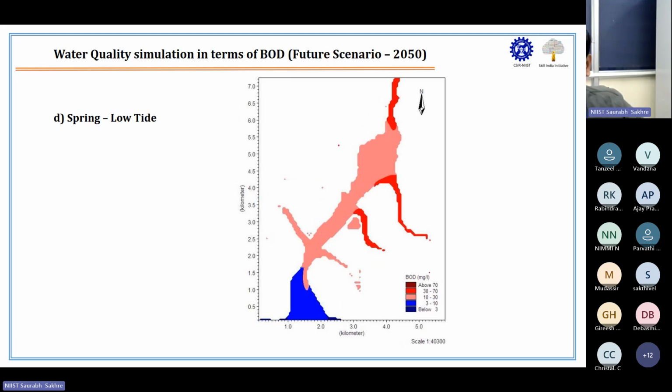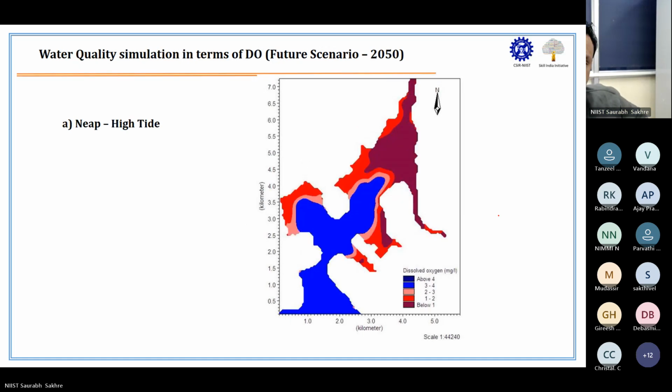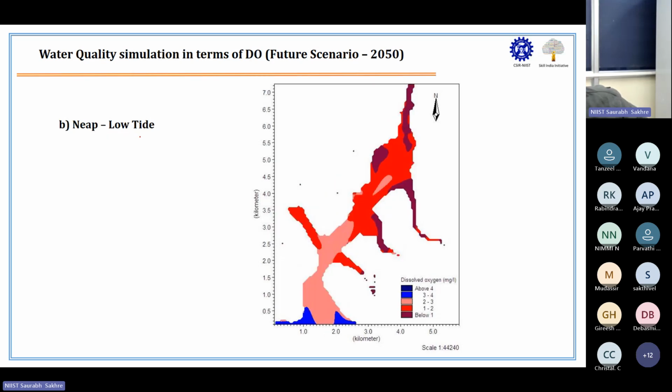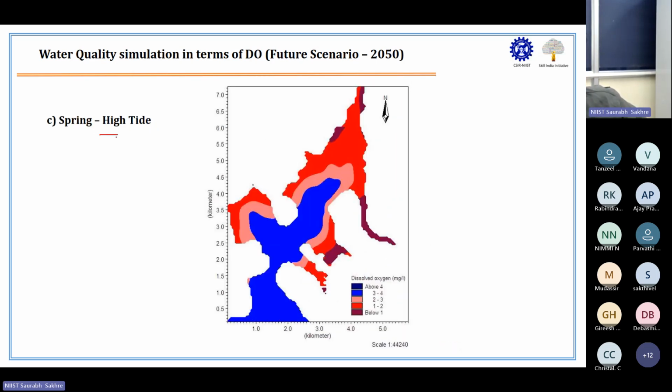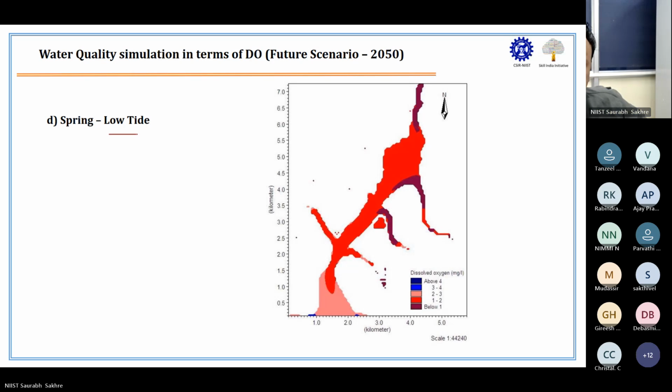So here you can see that this thick maroon color is not there at all, which means nowhere has it gone above 70. Then DO for future scenario 2050: neap high tide, neap low tide, again spring high tide, spring low tide. Okay, this is for the future scenario.